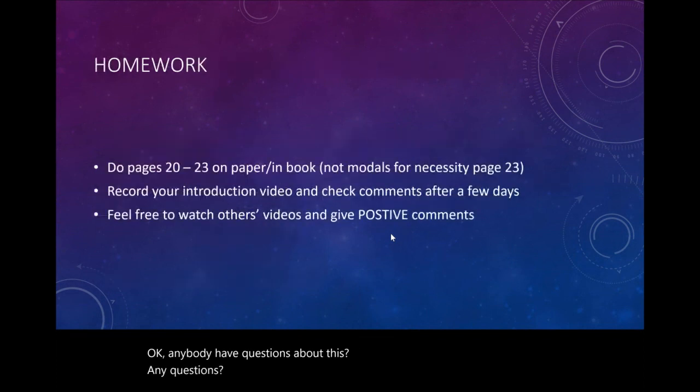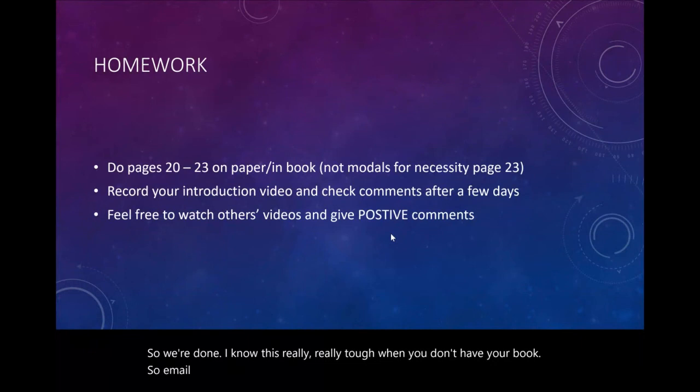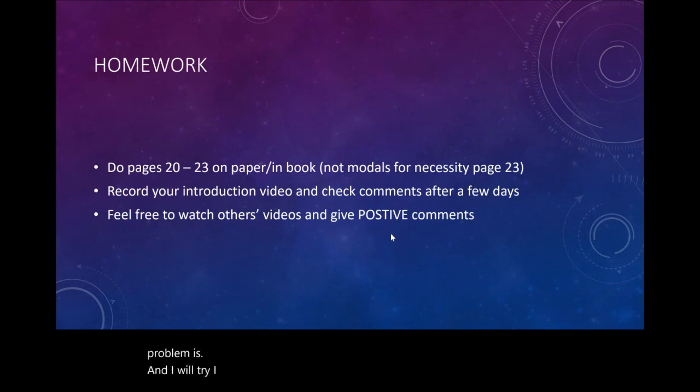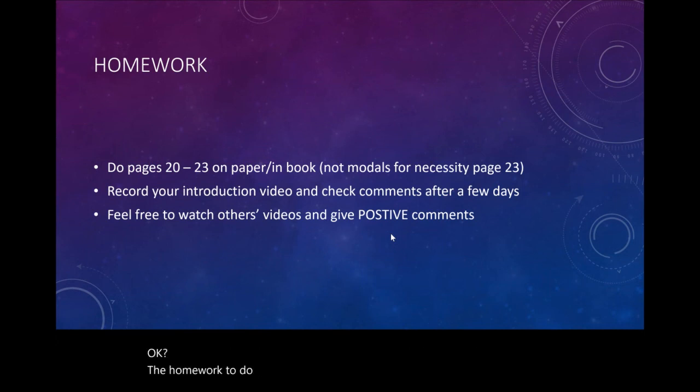Okay, so we're done. I know this is really, really tough when you don't have your book. So email me today if you still don't have your book and let me know exactly what the problem is, and I can contact the bookstore and ask them about the books. We need to work on that to get you guys your books and your online access, okay? So the homework is to do pages 20 through 23. So that's 4 pages in your book.